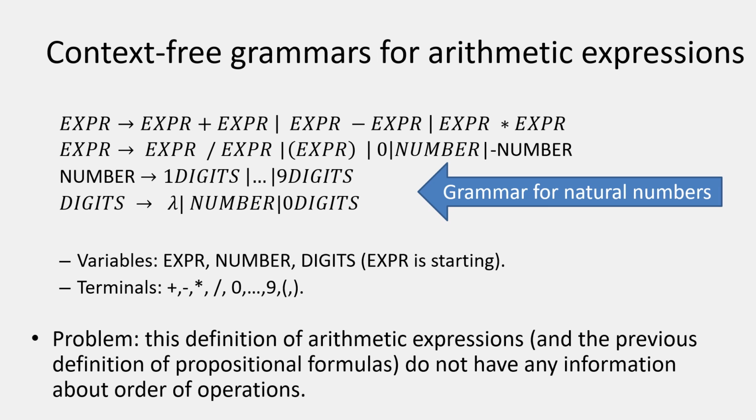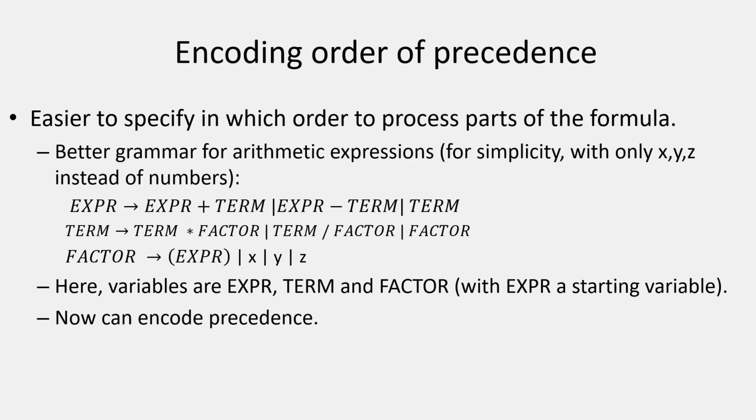So this was our grammar for natural numbers. So this is a definition of arithmetic expression, but it doesn't encode as much information as it can. In particular, it doesn't tell us the order of operations. It doesn't tell us when we see 5 plus 3 times 10, whether we should do 3 times 10 before 5 plus 3. And there is a way of using grammars to encode this information. Here's how you do it.